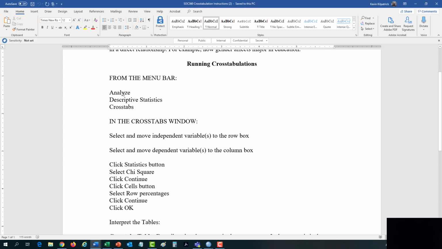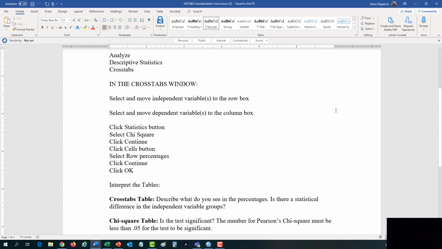So from the menu bar, you all remember how you ran a frequency, right? Same thing. You're going to go to Analyze, Descriptive Statistics, and instead of frequencies, you're going to click on Crosstabs. And then when the window pops up, you're going to have 2 or 3 boxes on the right, and on the left you will have the variable list.